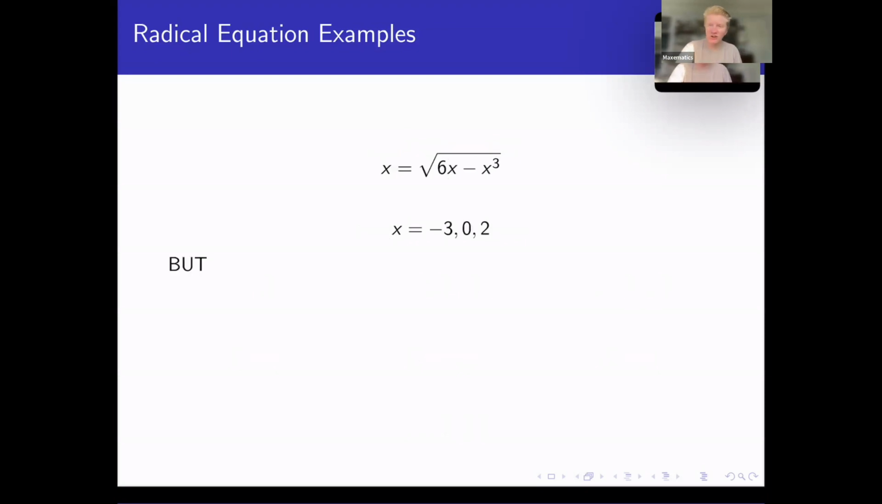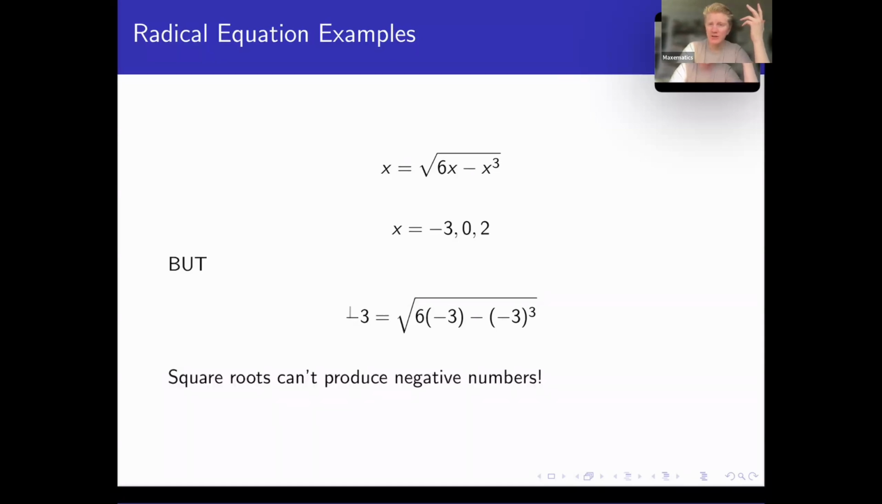Maybe we should check our work. You can take a second and think about which one might be the problem. But let's try negative 3. Well, we plug in negative 3 and we get a square root. We get an even root equals a negative number. Square roots can't produce negative numbers. Even roots can't produce negative numbers. So negative 3 doesn't work even if you wanted to.